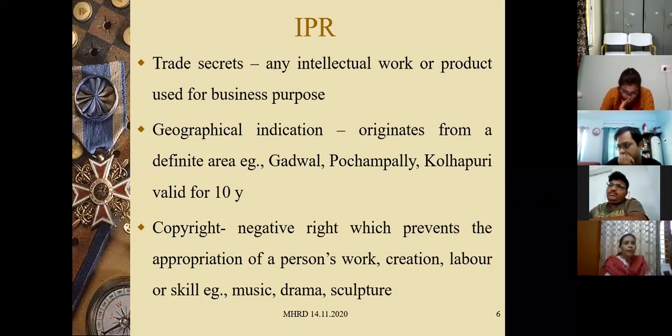renewing it. Then comes the other IPR aspect, and that is copyright. Now, copyright is a negative right which prevents the appropriation of a person's work. Like, I have created something. I have composed a musical, I have a musical composition. I have choreographed a dance. I have scripted a drama. Then I have a script for a drama or a serial or something. Then I have created a sculpture. So it protects my right over that creation, and it is preventing the appropriation of that work by anyone else.